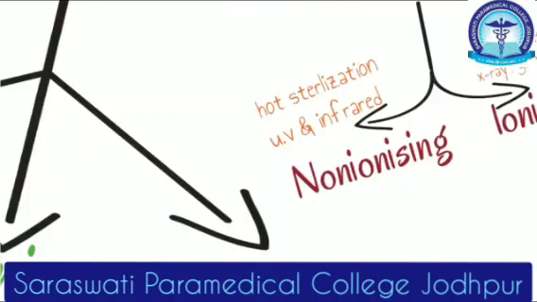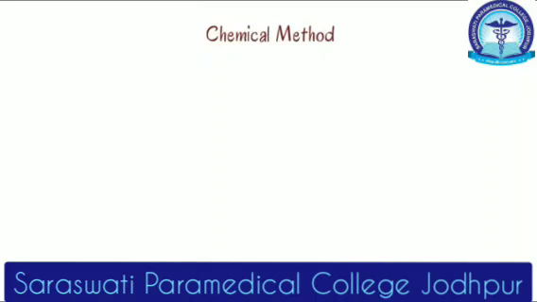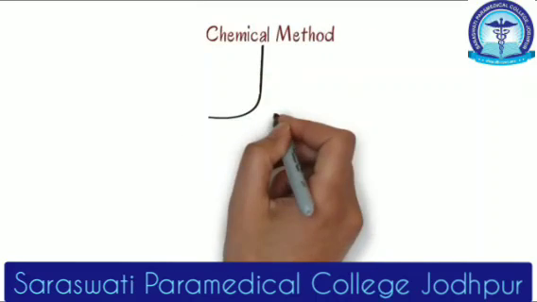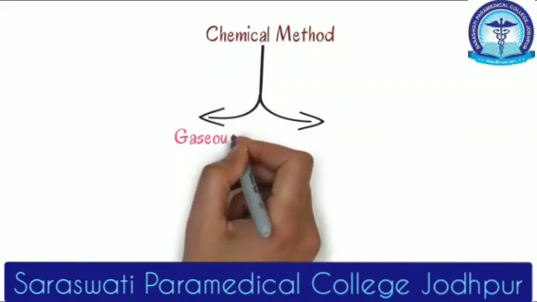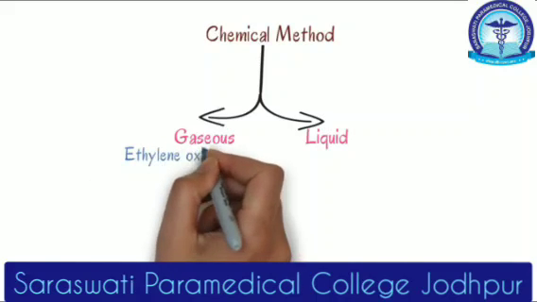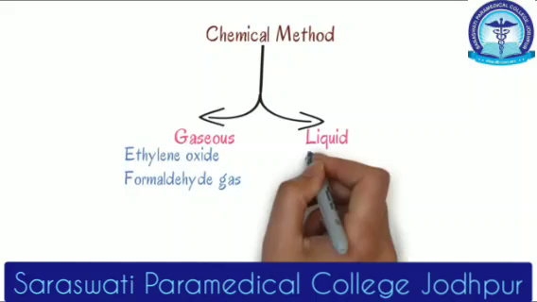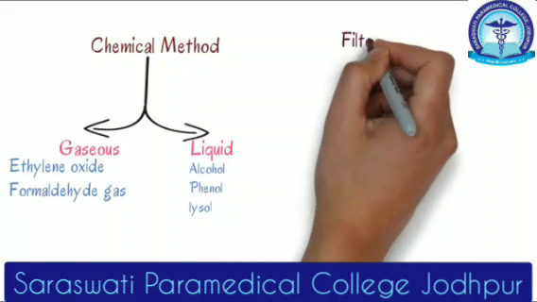Now we talk about the chemical method. The chemical method is divided into two types: gases and liquids. In case of gases, we have formaldehyde, ethylene oxide and some others. In case of liquids, we have alcohol, phenol, lysol, etc.